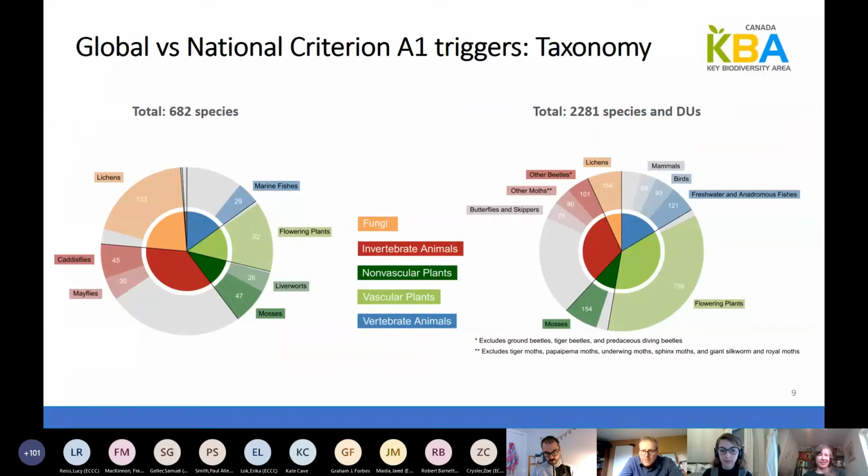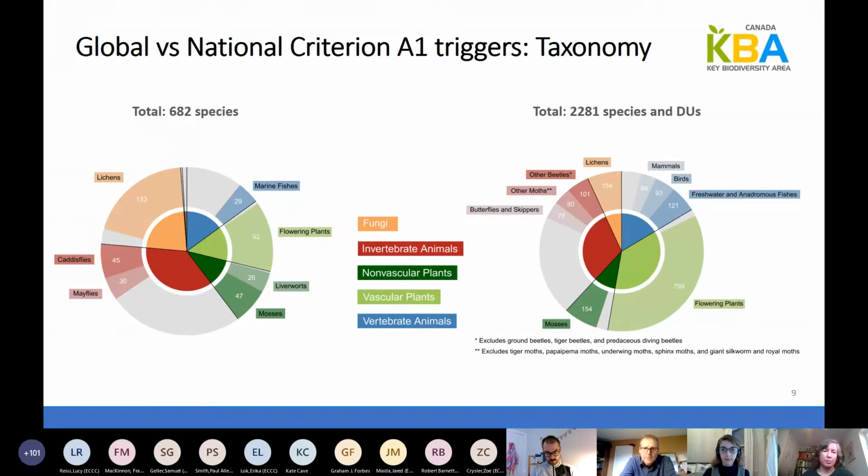I'm going to end on this nice graphic, which shows one representation of what you get by looking at the national standard. So the global standard, the qualifying species at risk that we'd be looking at in Canada, there's about 682. If you include taxa below the species level in Canada for this one criterion, which is species at risk, you end up looking at 2,281.